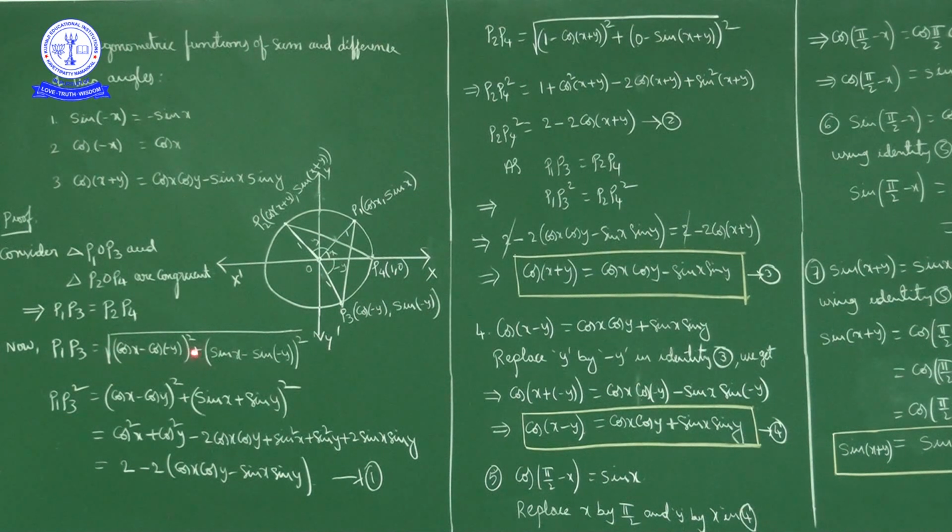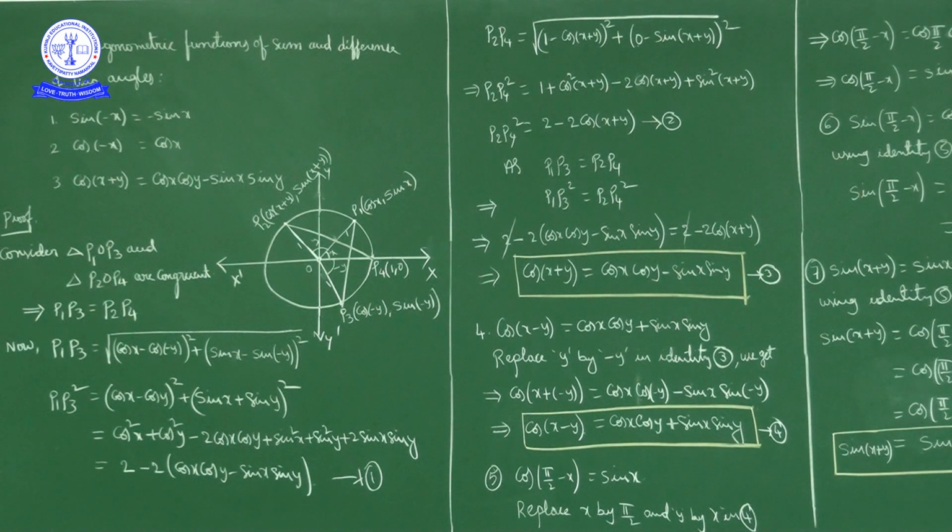Squaring on both sides, P1P3 square is equal to (cos x minus cos of minus y) whole square plus (sin x minus sin of minus y) whole square. Already we discussed cos of minus x is cos x, sin of minus x is minus sin x. Using that property, cos of minus y is cos y, so we get (cos x minus cos y) whole square. And sin x minus sin of minus y is sin x plus sin y, so plus (sin x plus sin y) whole square.